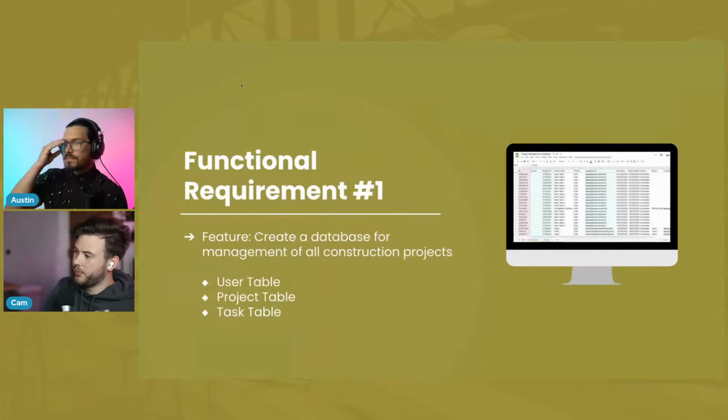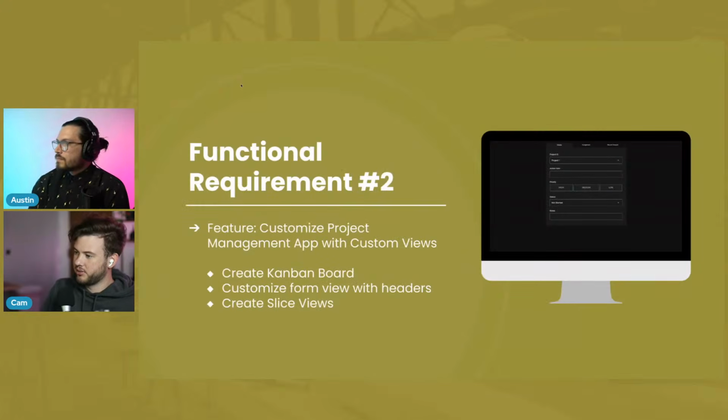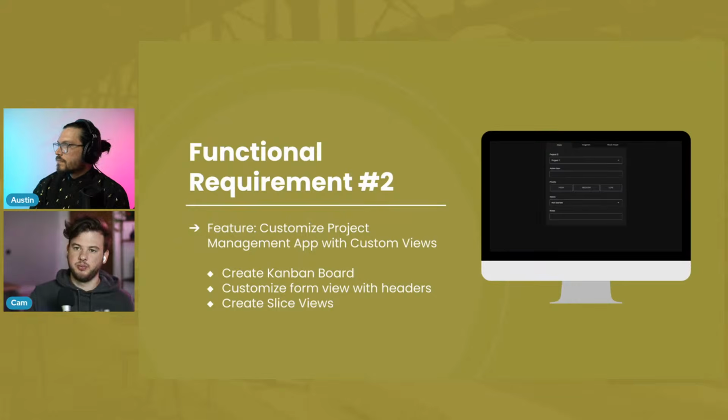So if we go back to the slides, our second functional requirement is to create a Kanban board. One platform that we really like to use at Crew is called Trello. It is a Kanban styled workflow, project management, task management, incredible thing. But you can actually build something very similar within AppSheet. And that's what we want to do.